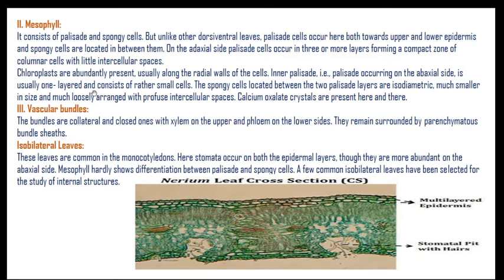Then below the mesophyll there is a vascular bundle. These vascular bundles are collateral because xylem is present on the upper side and phloem on the lower side. These vascular bundles are closed, and they remain surrounded by parenchymatous bundle sheath cells, which form a single circular sheath of parenchymatous cells.